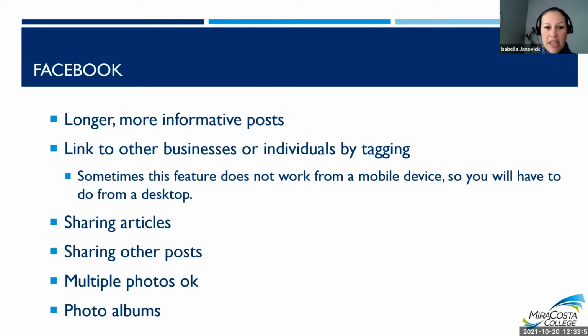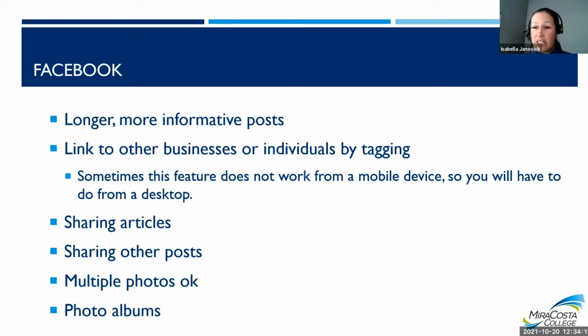So for Facebook, longer, more informative posts that you can link to other businesses or individuals by tagging them. Sometimes this feature doesn't work well on a mobile device. It can be a little finicky. So I always recommend tagging people from a desktop or a laptop computer. You can share articles easily, share other posts with a quick little share button. Multiple photos look good because you can create photo albums in Facebook. So that works out great.